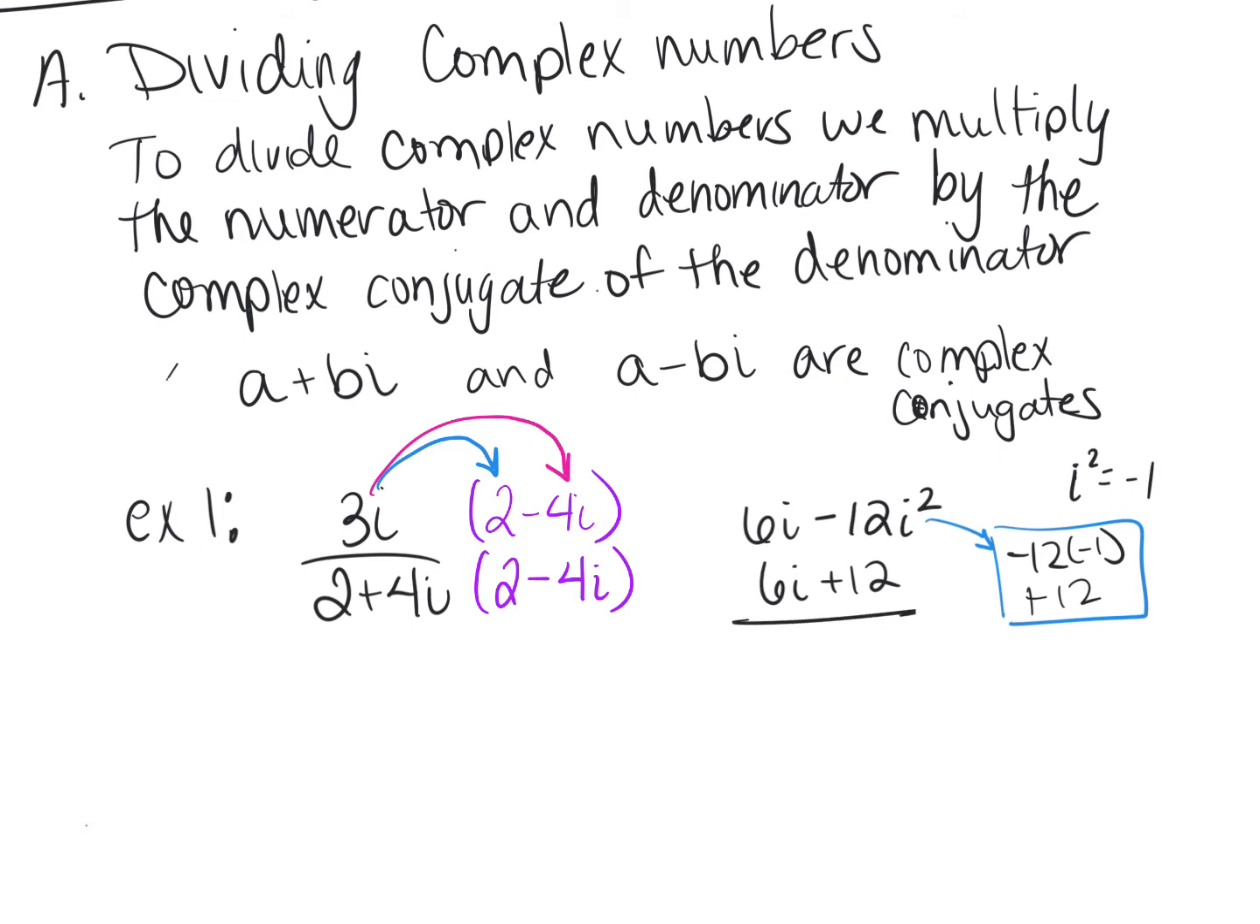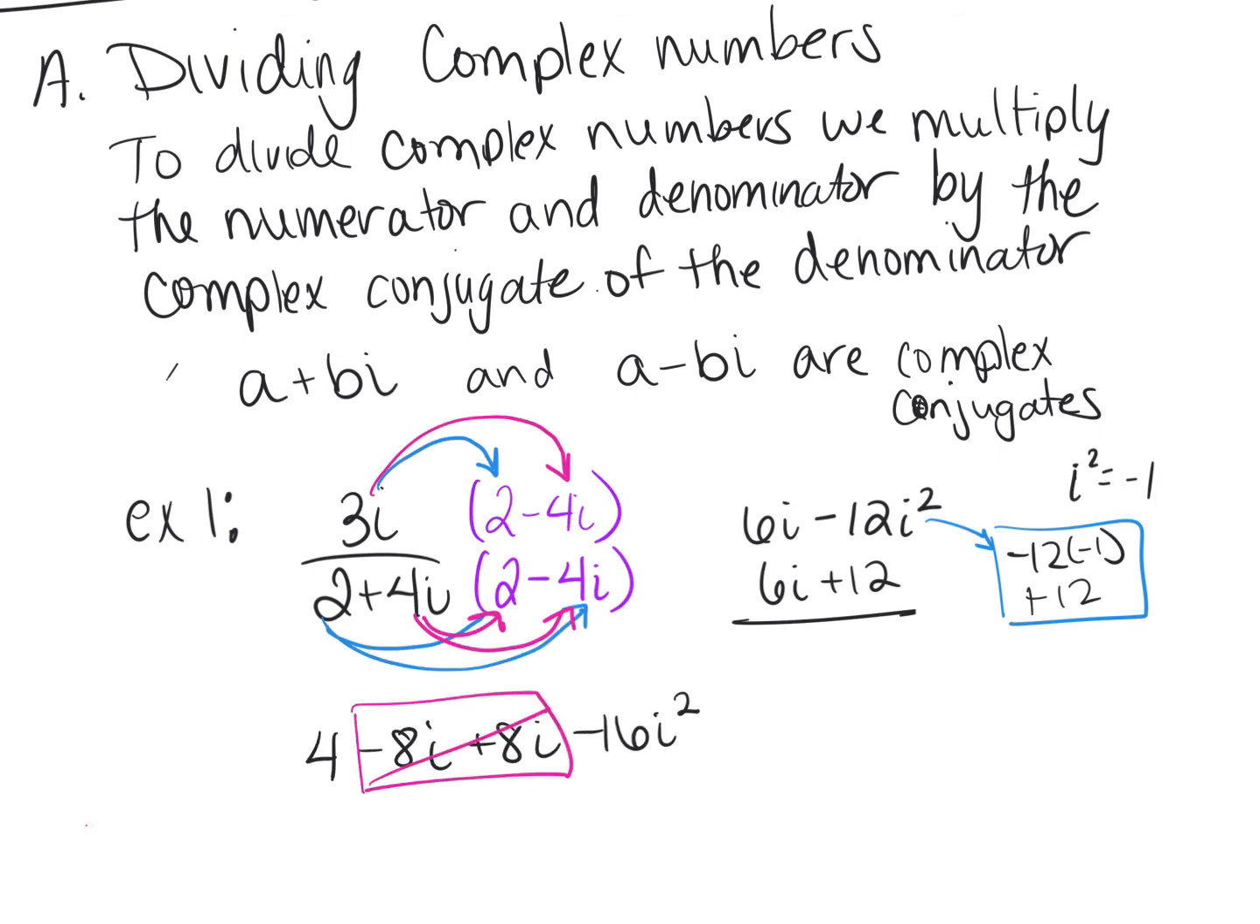I'm going to multiply out my denominator either using FOIL or vertical multiplication. It's up to you how you like to do that. I get 2 times 2 is 4. 2 times negative 4i, negative 8i. Then I get 4i times 2, positive 8i. And then I get 4i times negative 4i, negative 16i squared. And look at how my i terms cancel.